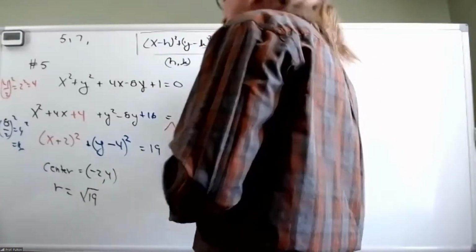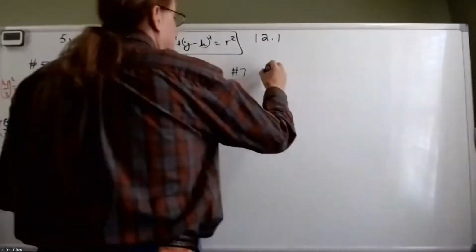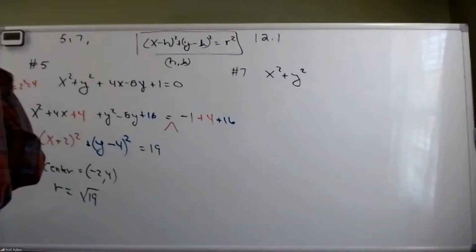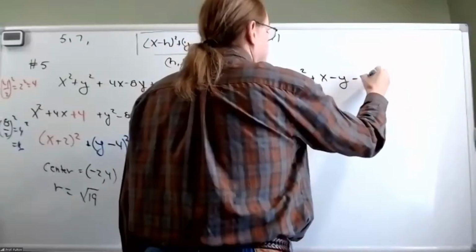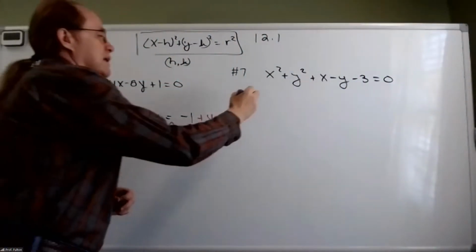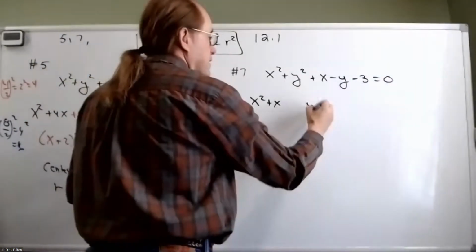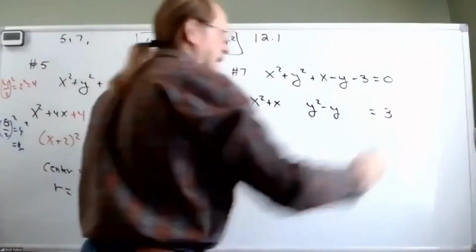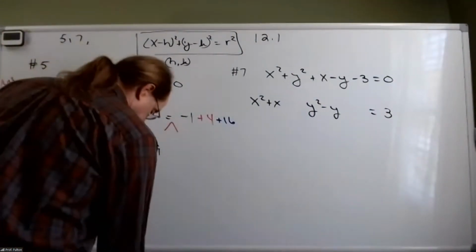Number 7 over here. So x squared plus y squared, and then what do I have? I have plus x minus y minus 3 is equal to 0. I'm going to do the same approach. I'm going to get the x squared plus x, put the y's over here, y squared minus y, and move the minus 3 over to the other side. Okay, so let's complete the square on this one.